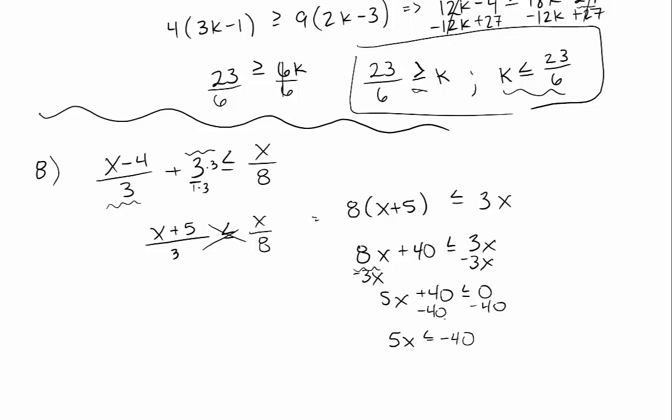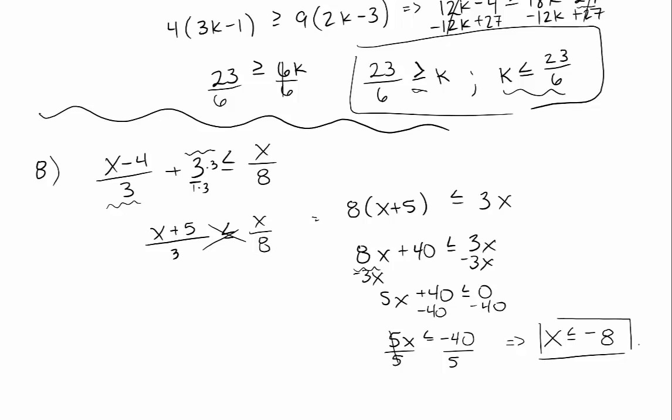Just because I subtracted 40, I'm not flipping. That's only if you multiply or divide by a negative. And now to get x all by itself, the last step is just divide by 5. 5 divided by 5 is 1. And we get x is less than or equal to negative 8. I'm just checking my answer, and that's correct.